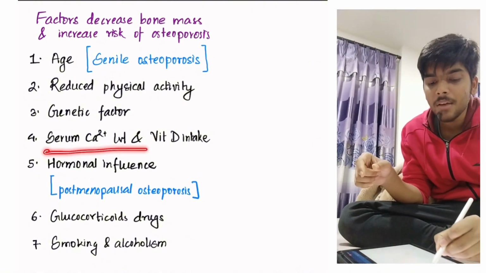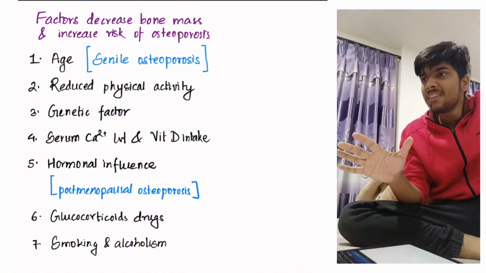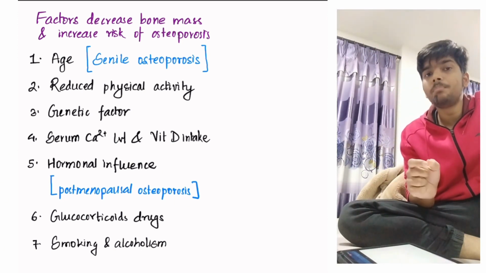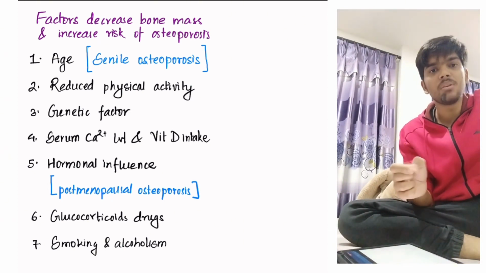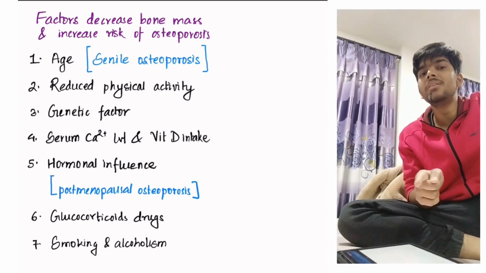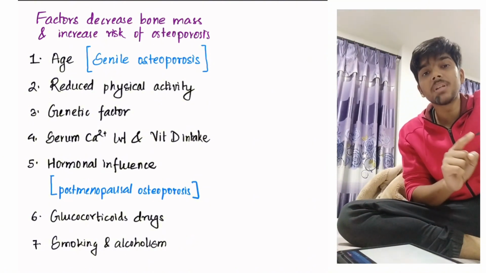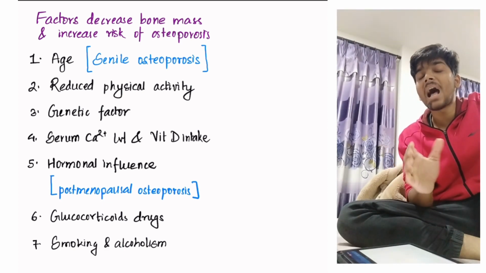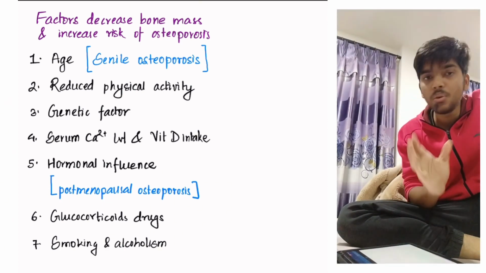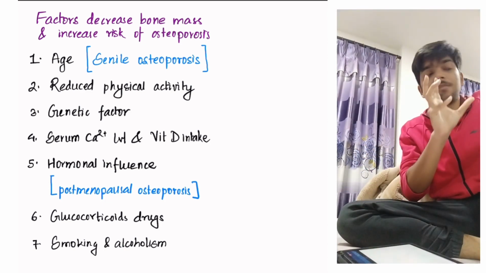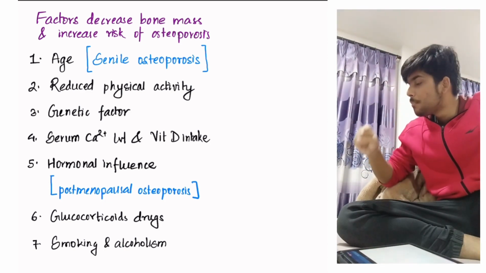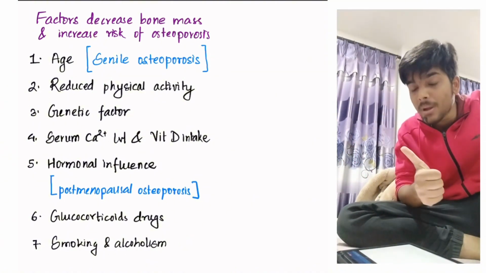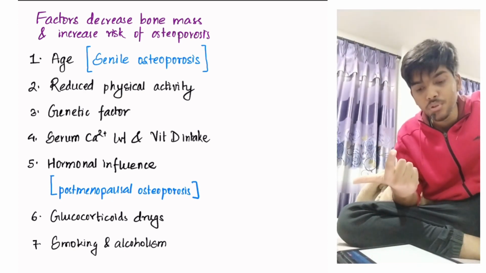Next is serum calcium level and vitamin D intake. If the calcium level in your blood is below normal, then parathormone will be released by the parathyroid gland, and the parathormone will result in resorption of bone. This will end up with hydroxyapatite being broken into calcium and phosphate ions, and the calcium ions from the bone will be extracted and added in the blood in order to increase the calcium level in the blood back to normal. And this is how bone mass decreases and increases the risk of osteoporosis.